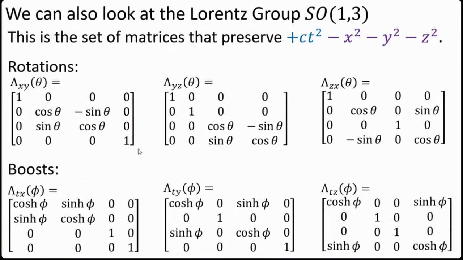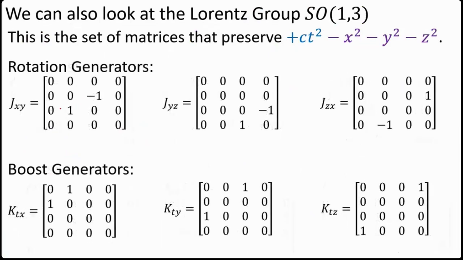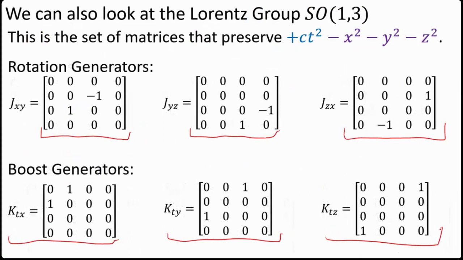So we have these 3 rotations and 3 boosts. They end up getting their own generators. I called them J for the physical rotations and then K for the space-time ones. Again, different textbooks might have an i or a minus i thrown in. You'll notice that the J's have a minus 1 and a plus 1, whereas the K's only have plus 1s.